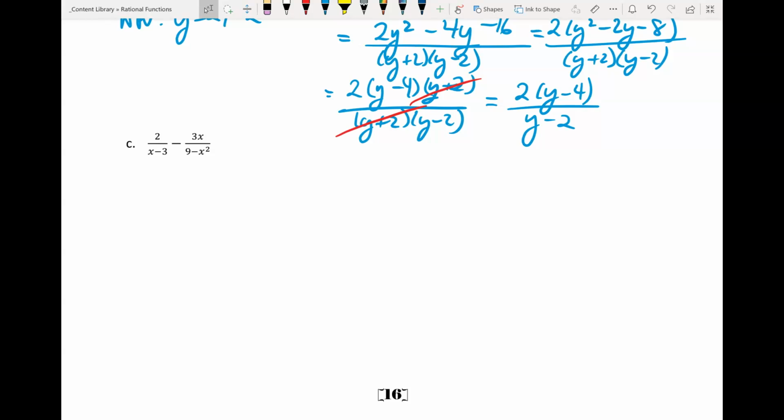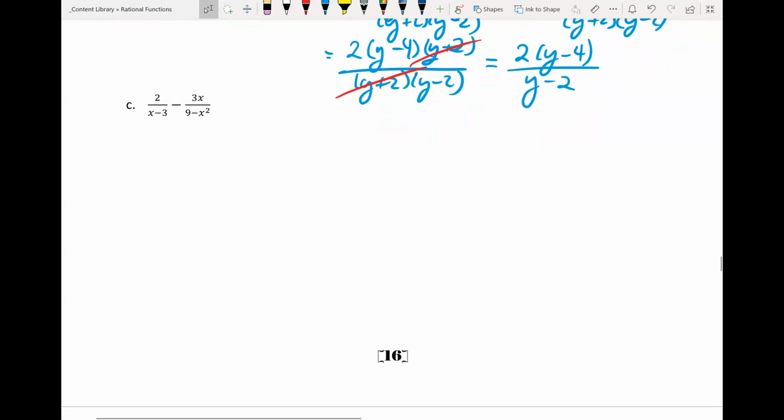Our next one, for C. Again, we need to factor this 9 minus x squared because it's a difference of squares. This is 3 minus x, 3 plus x. So then our LCD is going to be 3 minus x, 3 plus x.